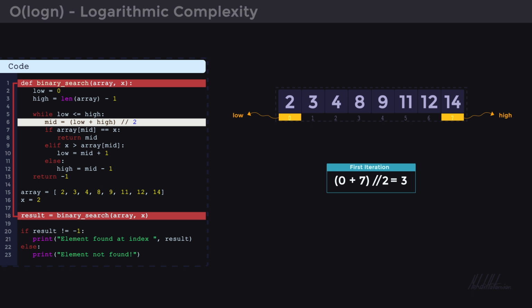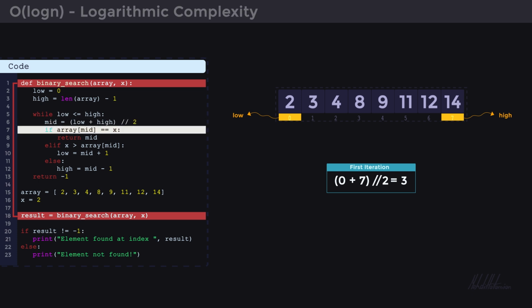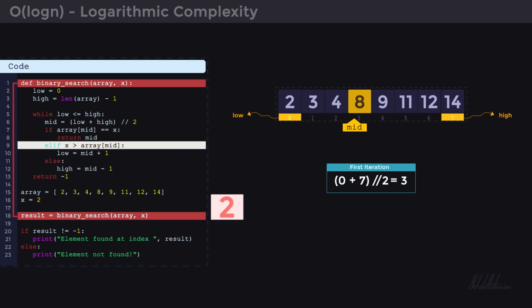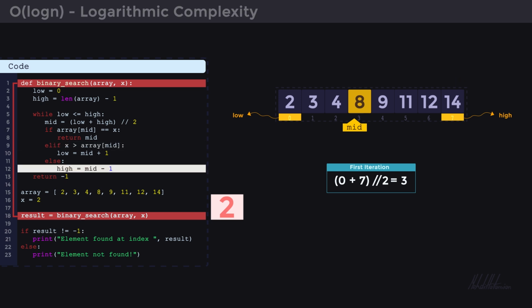The first step is to check if the middle element matches the target value. The condition is not true. Go to the following line to check if the target value is greater than the middle element. 2 as the target value is not greater than 8. In the last condition, we have concluded that the target element is less than the middle element.